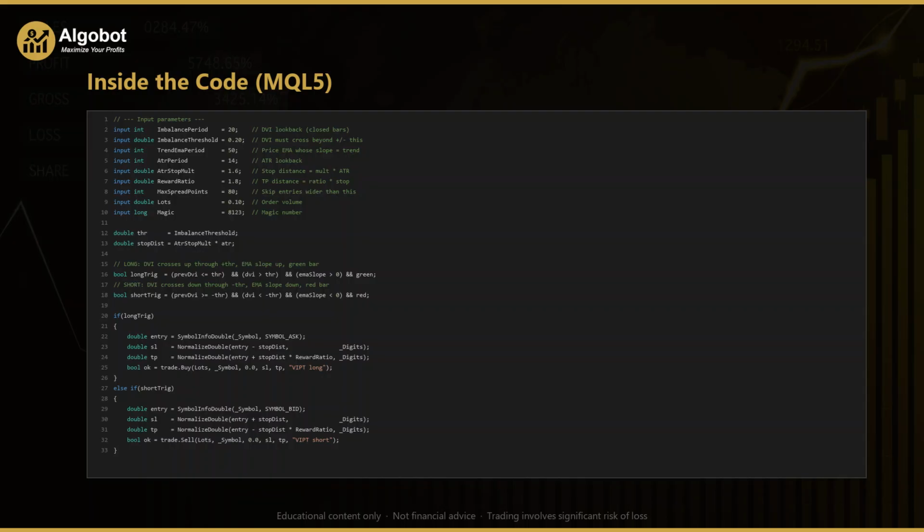Let's read through the code as it appears in MetaEditor. At the top are the input parameters you can adjust in the strategy settings. The imbalance period sets the look-back window for the oscillator, defaulting to 20 bars. The imbalance threshold, at 0.20, is the level the oscillator must cross. The trend EMA period defines the moving average whose slope sets our trend direction.